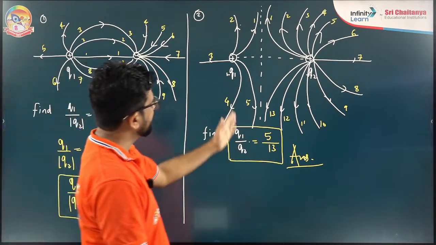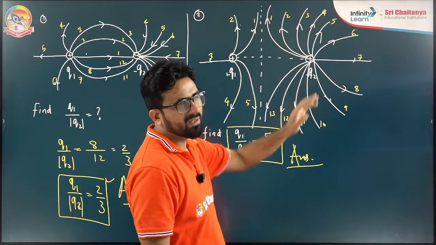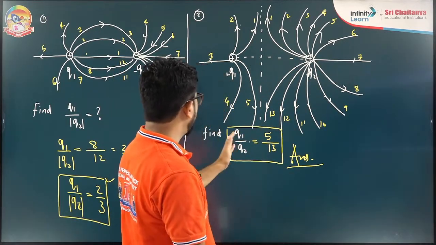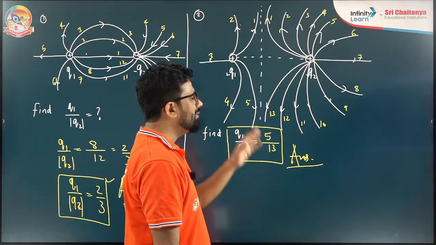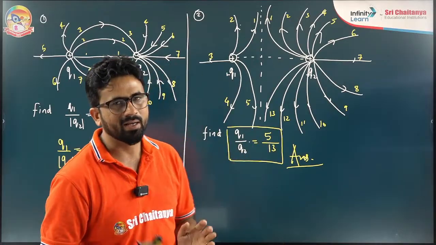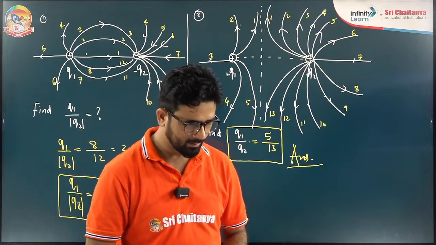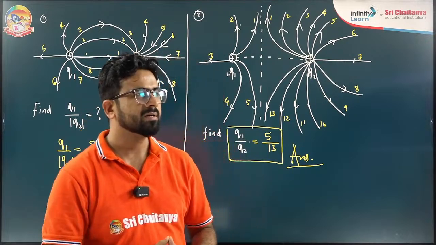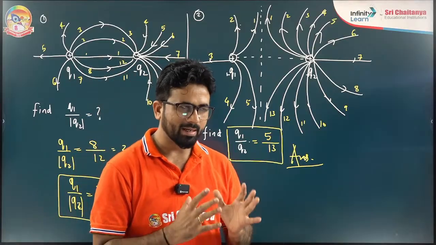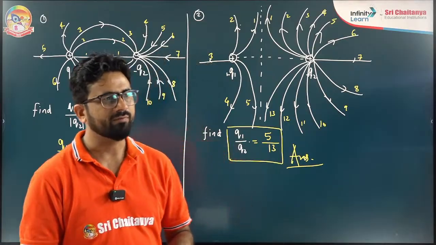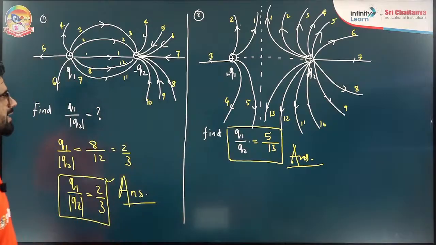Similarly, here I have given you, suppose both are positive, then also you can tell. So Q1 by Q2 would be 5 by 13. I think it is clear to everyone. Now please tell me, all the viewers, is the concept of field line properties clear or not clear?